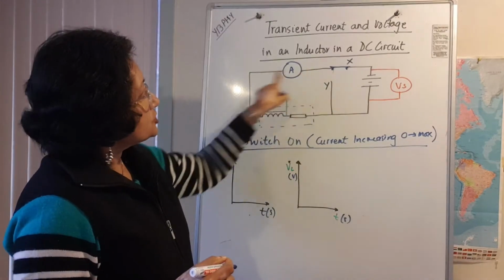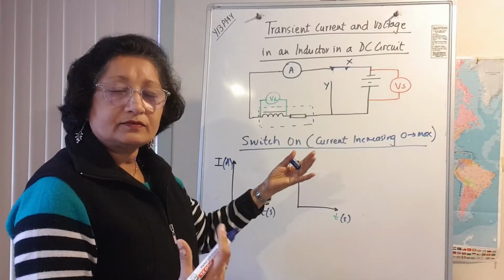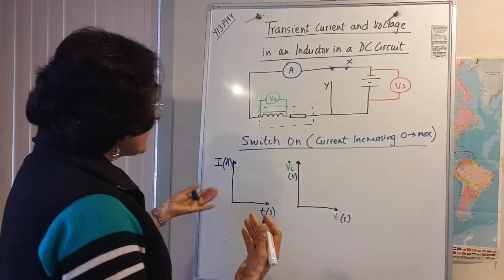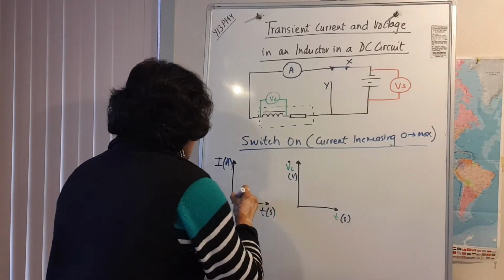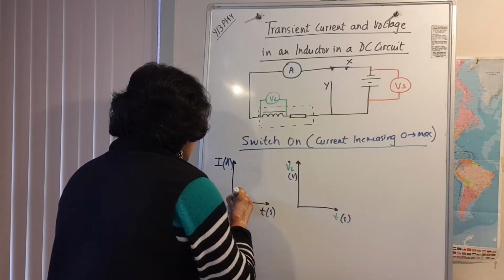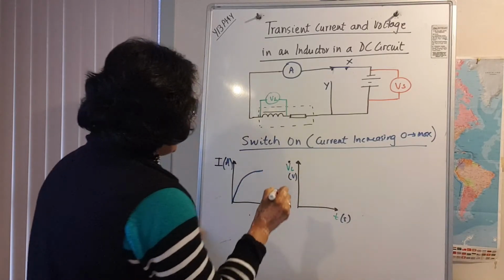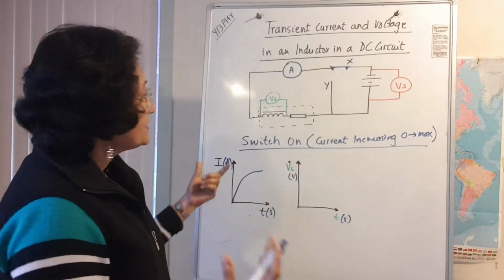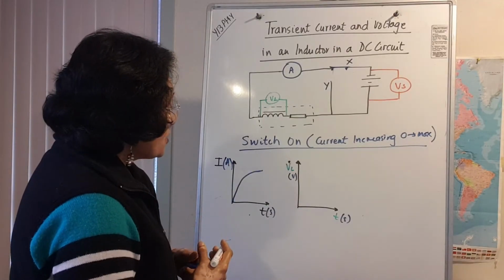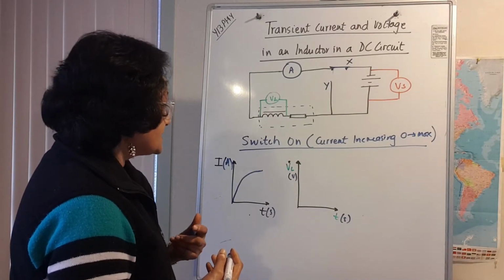So at switch on, it's going to take time. There's an increasing current, so the current is going to take a while to reach maximum. It's going to go from 0 in an exponential growth curve, and at some point in time, it's going to reach a maximum. That's a growth curve.